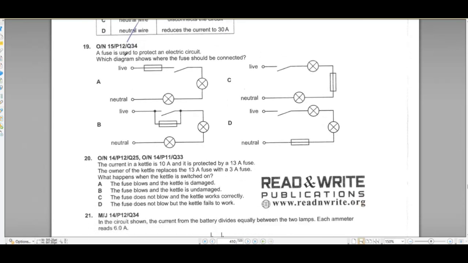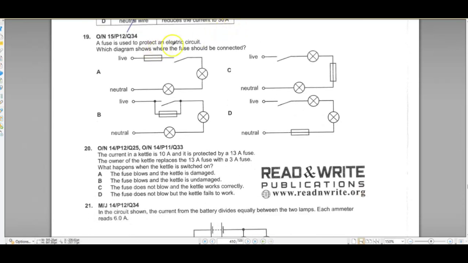Okay. Question number 19. A fuse is used to protect an electric circuit. Which diagram shows where the fuse should be connected? Okay, the fuse is always connected with the live wire before any switch or any appliance is connected. So this seems to be a correct one. This is a live wire. It is connected to a live wire before any switch or appliance is over there. So this might be correct, but we should look at the other options as well.